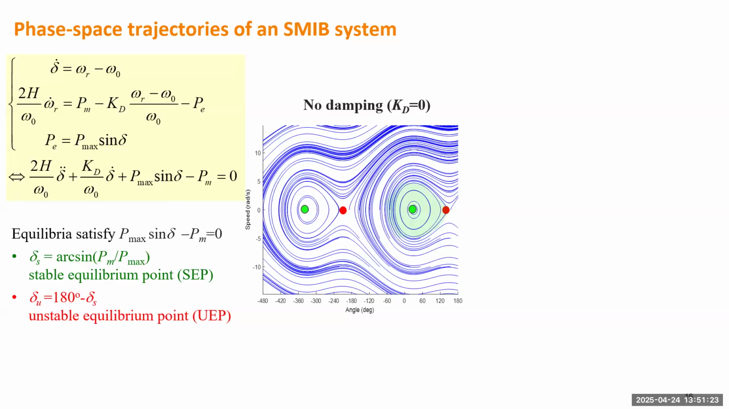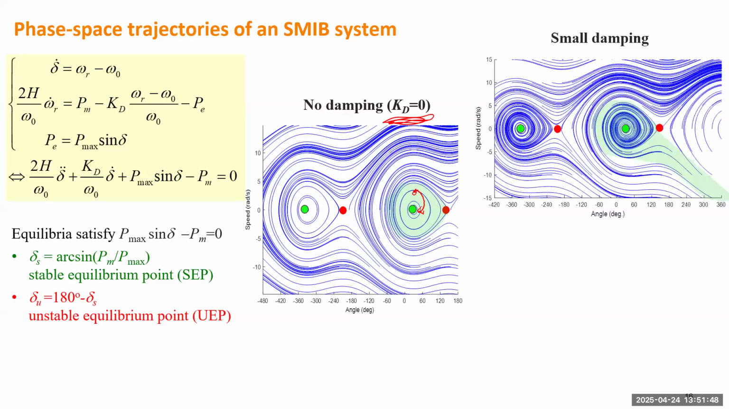Okay, so we can color that region. It's also called the domain of attraction of that stable equilibrium point. For this case, we assume damping to be 0, so you can stay on the closed orbit. But if you increase damping, what happens is if you start from here, it will gradually go to that stable equilibrium. So if we draw the trajectory, it will be something like this one.